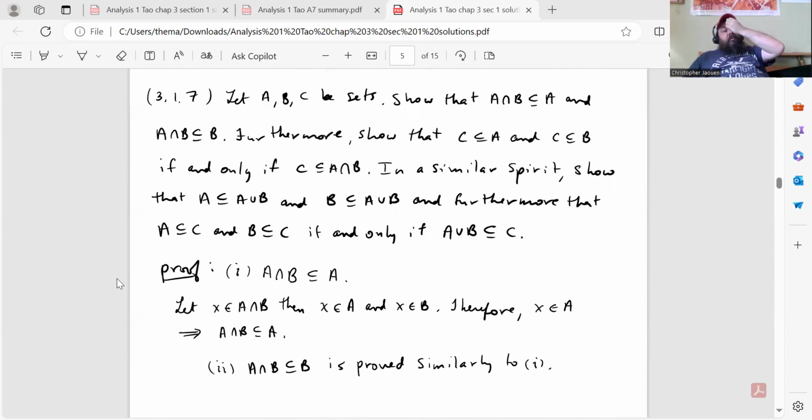Okay, question 3.1.7, let A, B, C be sets. Show that A intersect B is a subset of A, and A intersect B is a subset of B. Furthermore, show that C a subset of A, and C a subset of B, if and only if C a subset of A intersect B. In a similar spirit, show that A a subset of A union B, and B a subset of A union B. And furthermore, that A is a subset of C, and B is a subset of C, if and only if A union B is a subset of C.